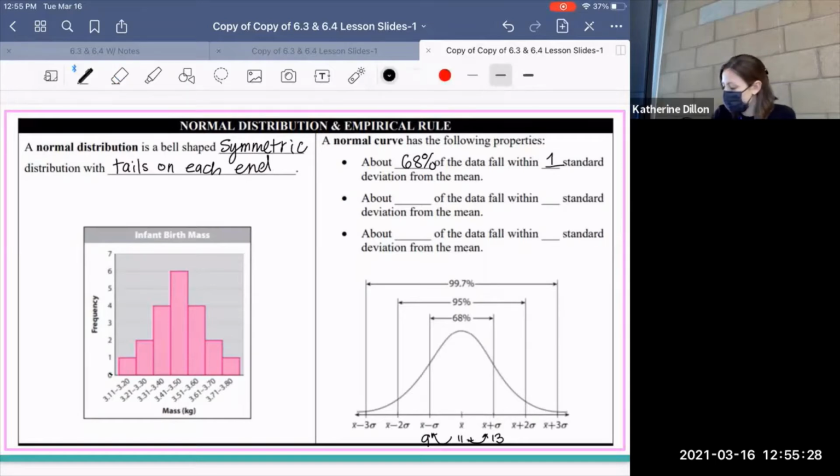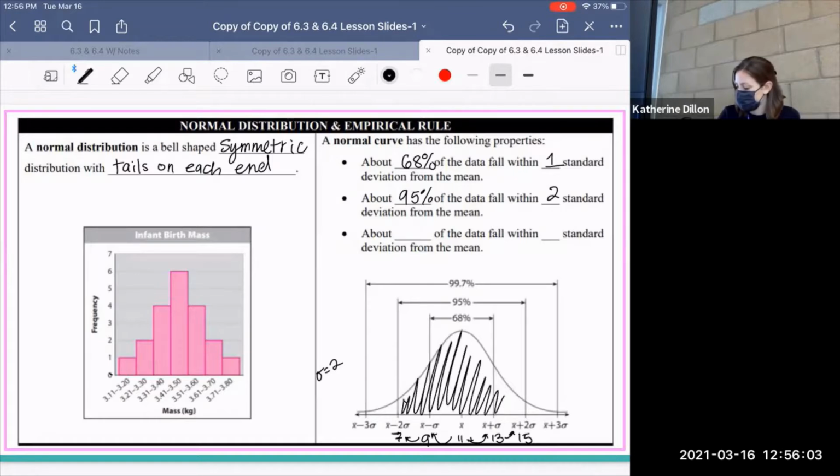Our next rule is that about 95% of the data will fall within 2 standard deviations from the mean. The top one is 68. The middle one is 95. So then I would just go another standard deviation out on both sides. Saying our standard deviation is 2, that means 95% of my people's test scores are between 7 and 15.